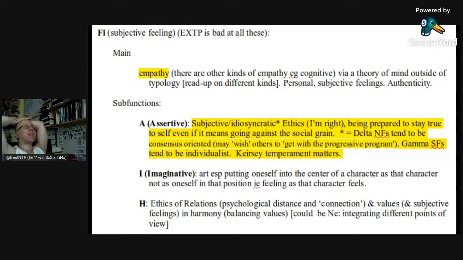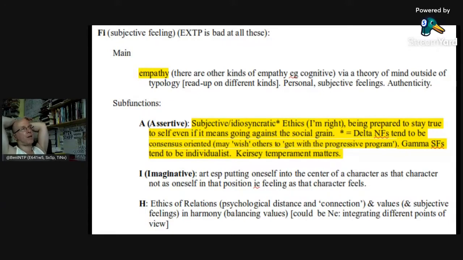See, that's the thing. INTJ does not care about going against the social grain. So it's almost like, because the Fe is so weak, that their Fi does not have to be that strong in order to go against it. Whereas, say, INFP has strong Fe, but their Fi is even stronger. Delta NFs tend to be consensus-oriented. Gamma SFs tend to be individualistic.